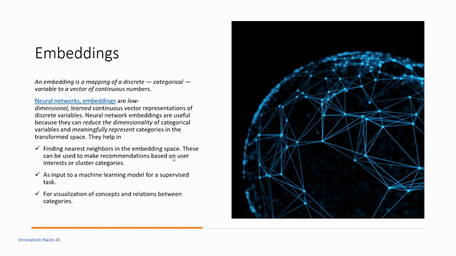They help in finding nearest neighbors, so basically something which is similar or happens to be in the same embedding space. And that's how the whole recommendation base comes in, as an input to machine learning for supervised tasks, and for visualization of concepts and relationships between categories.